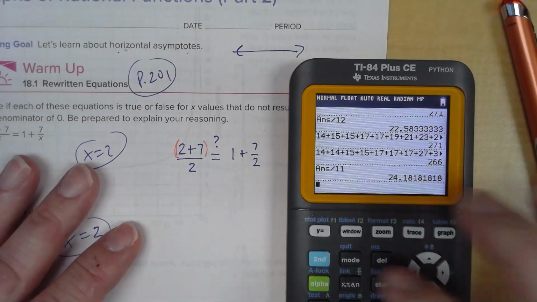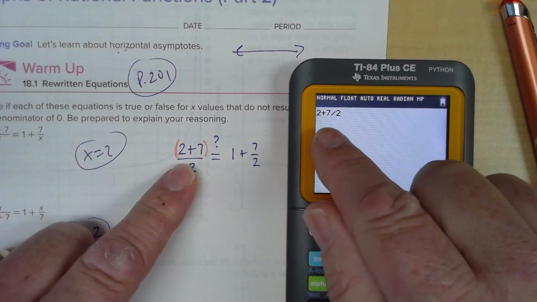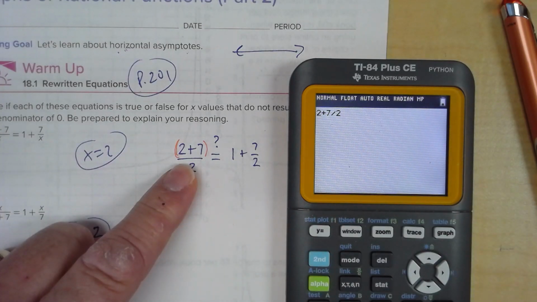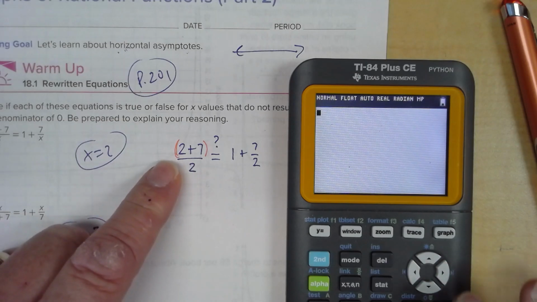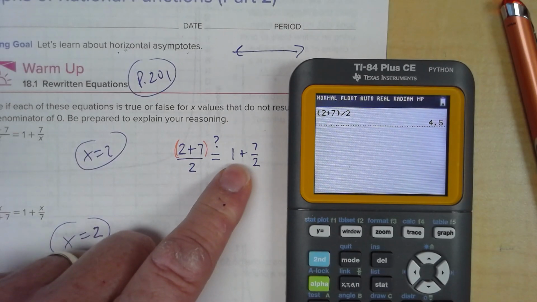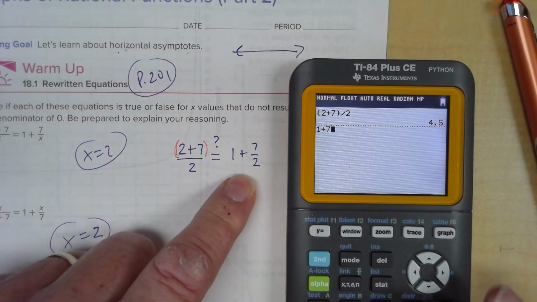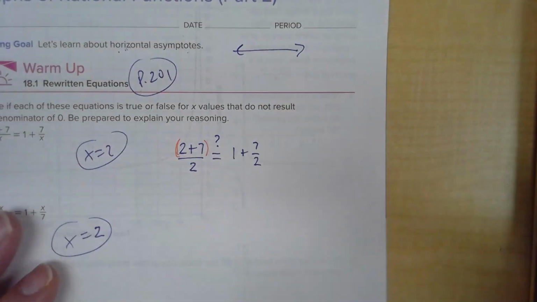So here we go. I'll type it in the calculator wrong and right. So if I do 2 plus 7 divided by 2, that would be the wrong way to type into the calculator. All right? The answer is not 5.5. So you're going to do parentheses 2 plus 7, because you have to force that to happen first, divided by 2 is 4.5. And then over here, if we do 1 plus 7 divided by 2, I also get 4.5. So this one is true.